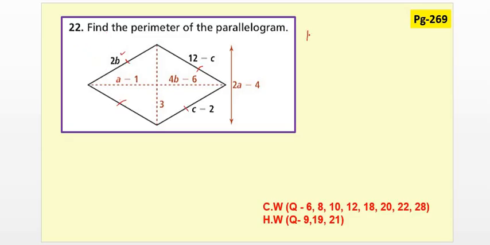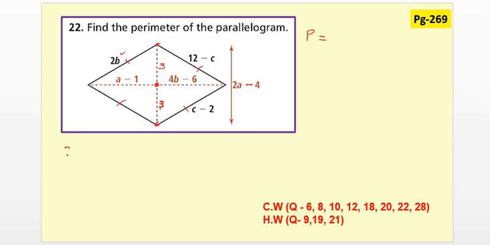So to find the perimeter, first I need to find the values of the variables A, B and C. Here you can see this red line is showing that from here to here it's 2a minus 4, and this measurement is given as 3, and this measurement will also be 3, because in a parallelogram both the diagonals get bisected and this becomes the midpoint. So if this part is 3, this part will also be 3.